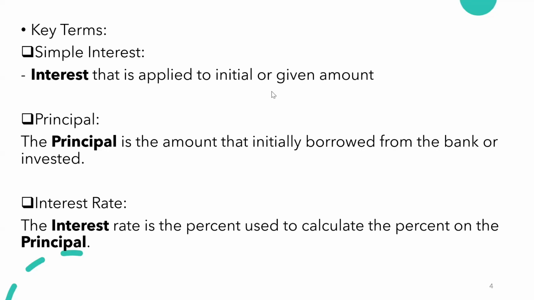Before we can go into our example, we need to know what these terms mean. What do we mean by simple interest? Simple interest is interest that is applied to the initial or given amount. What do we mean by the term principal? The principal is the amount initially borrowed from the bank or invested. Interest rate is the percent used to calculate the interest on the principal, whether the money is borrowed or invested.